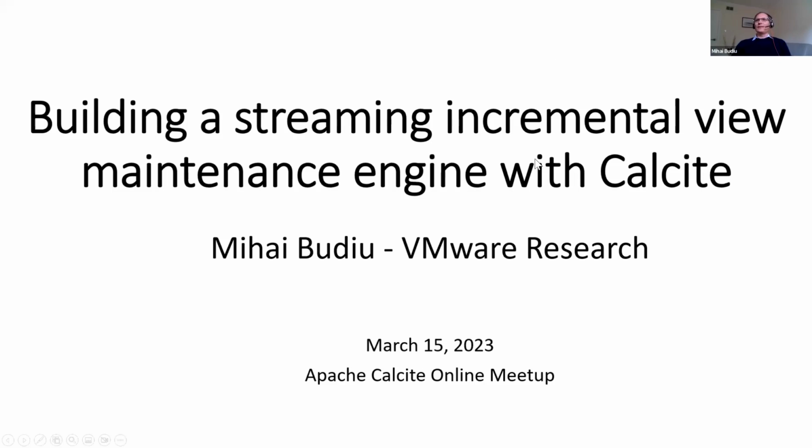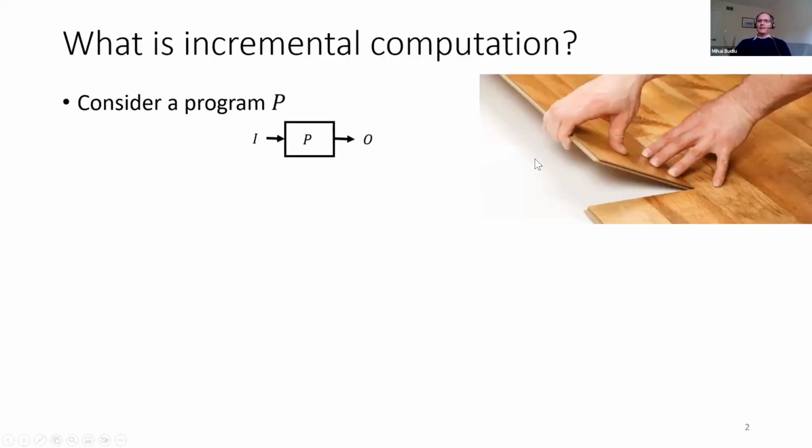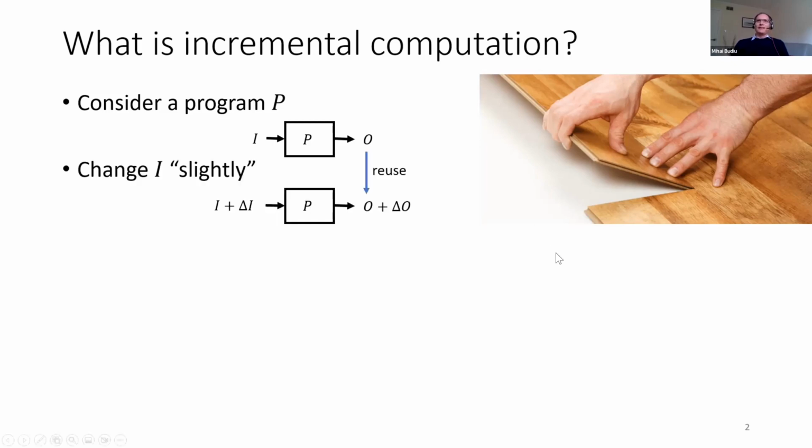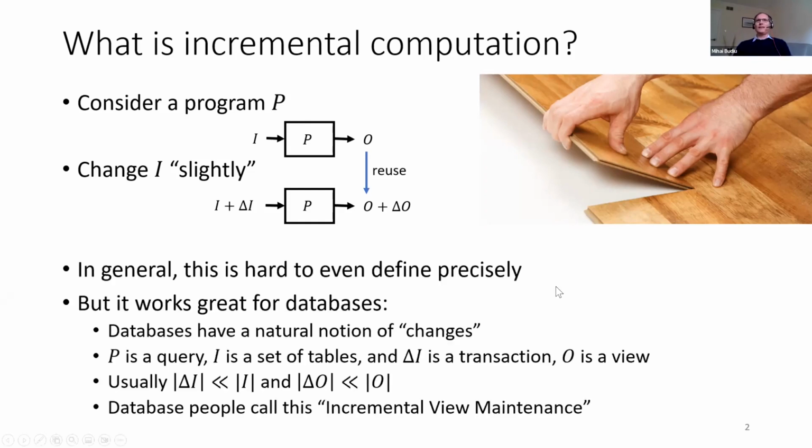All right, so let me start by explaining what is incremental computation. Let's say you have a program P, and you feed it some input I, and it gives you some output O. And then you make some small change to your input by adding, let's say, a little delta to it. And hopefully, the output isn't too different. What you would like to do is to reuse the computation you've done when you computed the output for the initial input. In general, this is a very hard problem, but it works really well for databases.